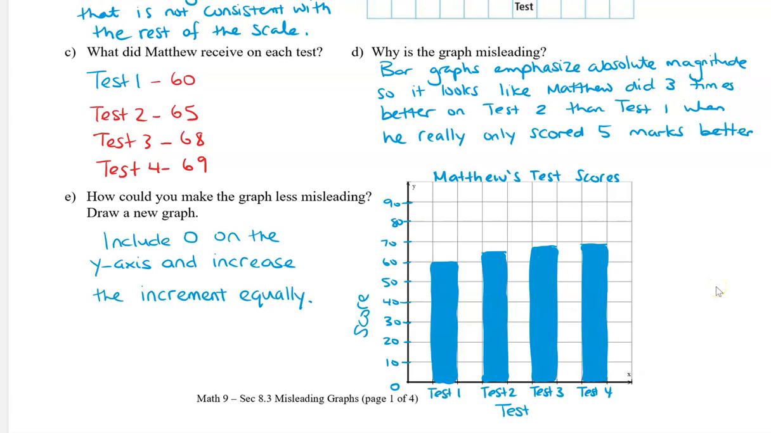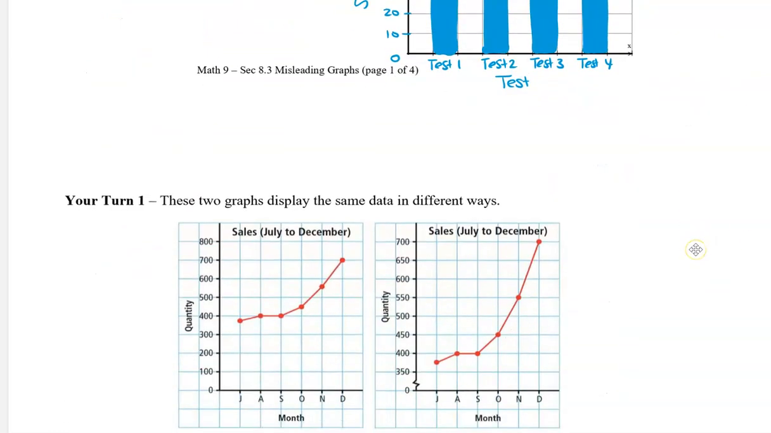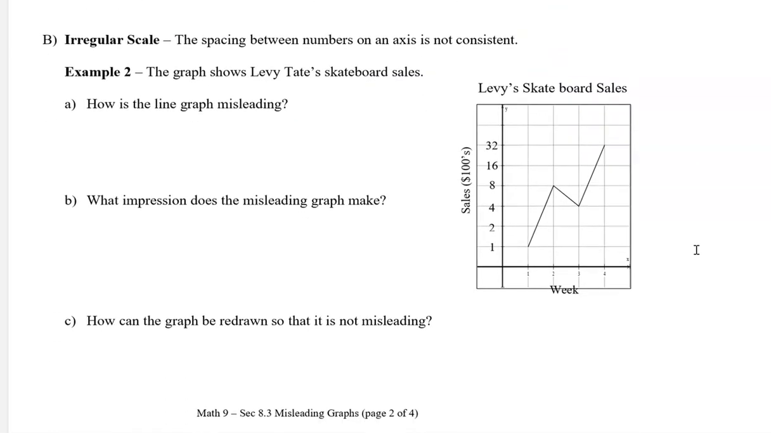So you can see my graph to the right includes 0 on the y-axis, and I've increased the increment equally by 10. Don't forget to write a title for your graph and also put labels for your y-axis and also your x-axis. Now next, we're going to take a look at another way to distort the scale, which is by creating an irregular scale. This means that the spacing between the numbers on an axis is not consistent, and this can occur on the y-axis or the x-axis. Let's take a look at an example.